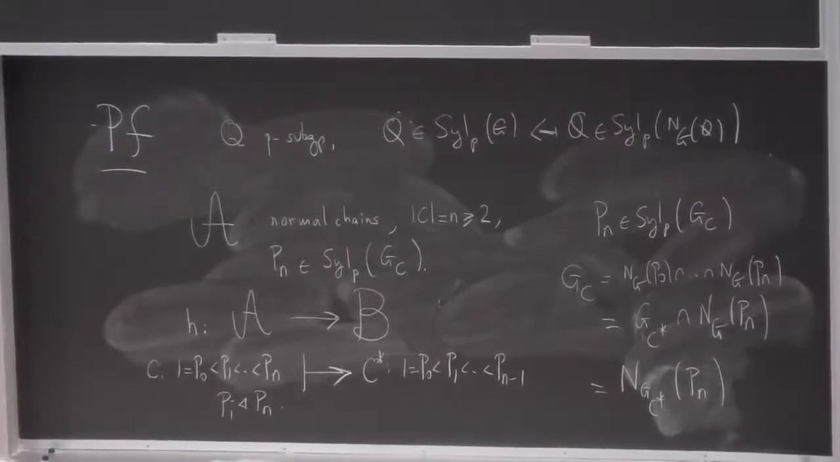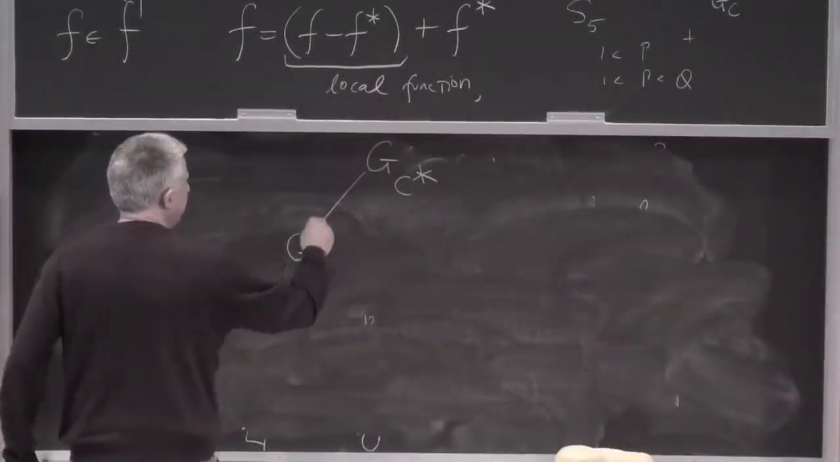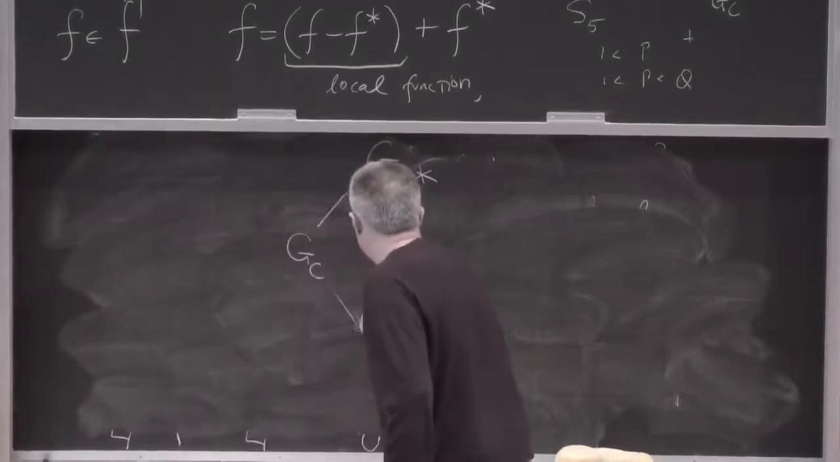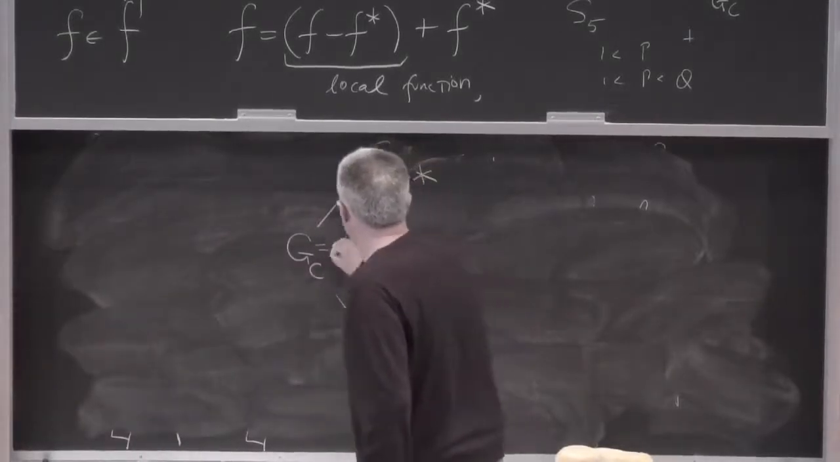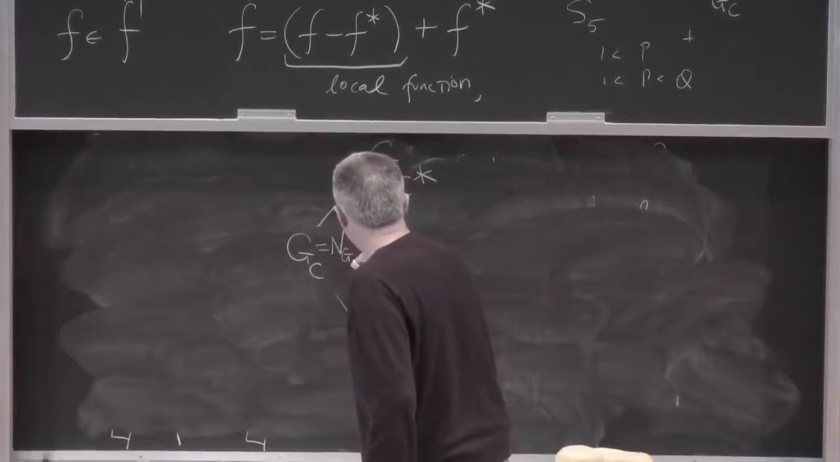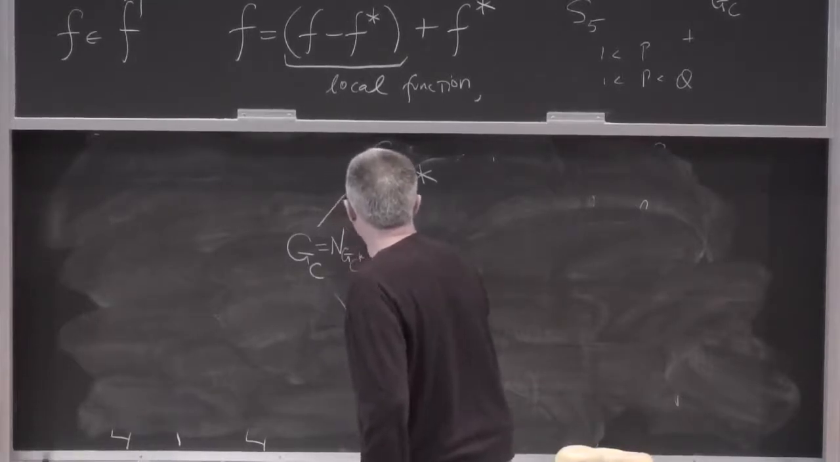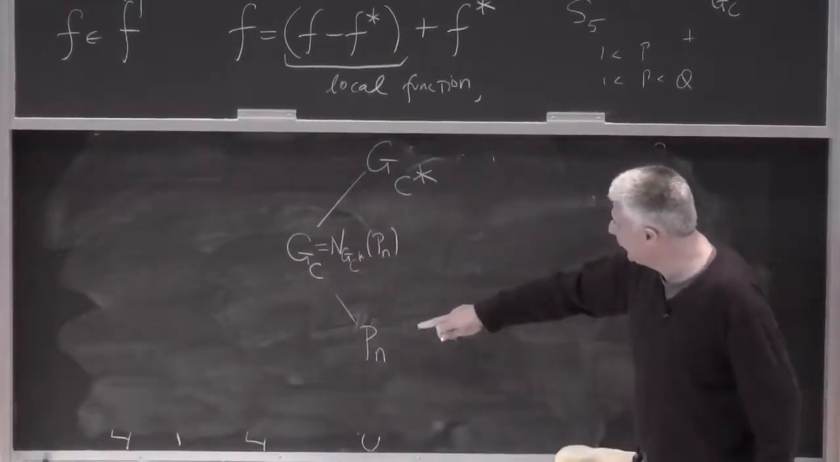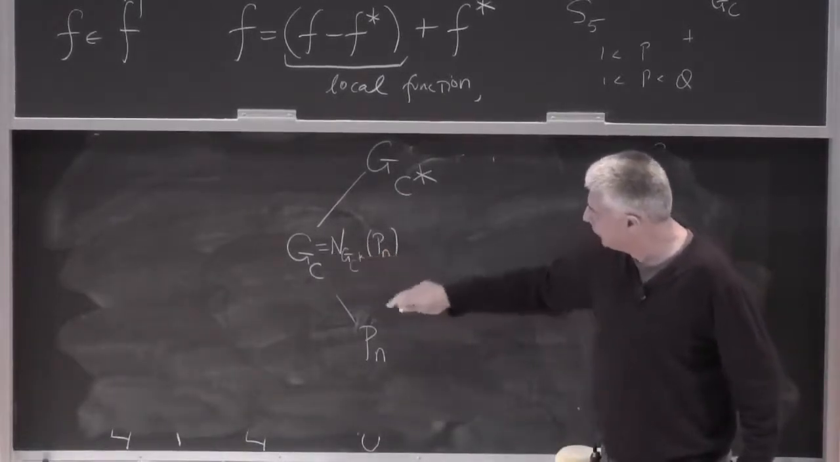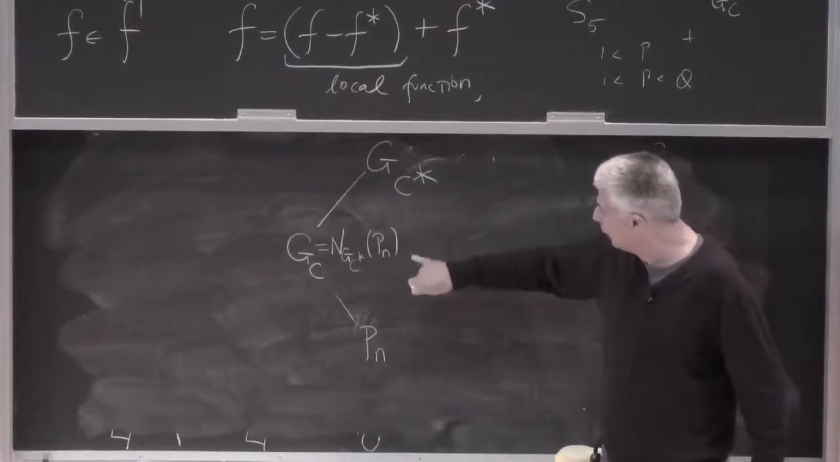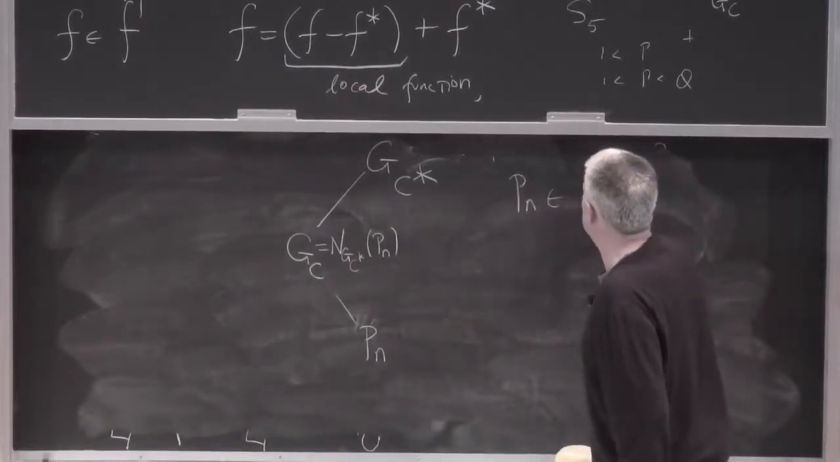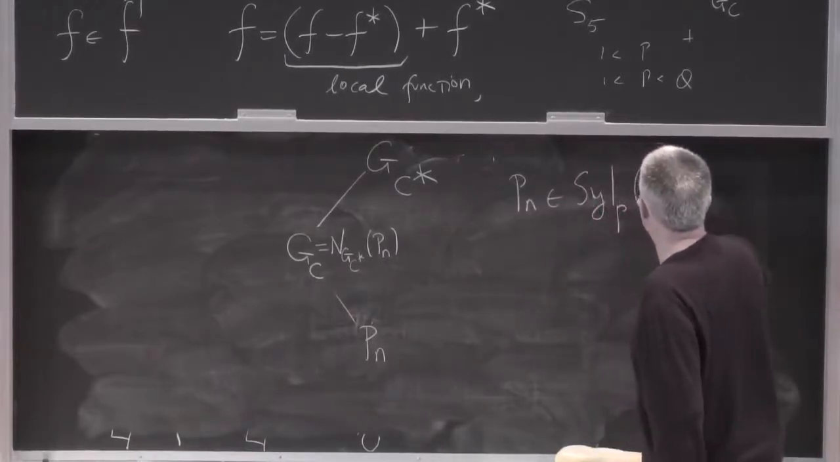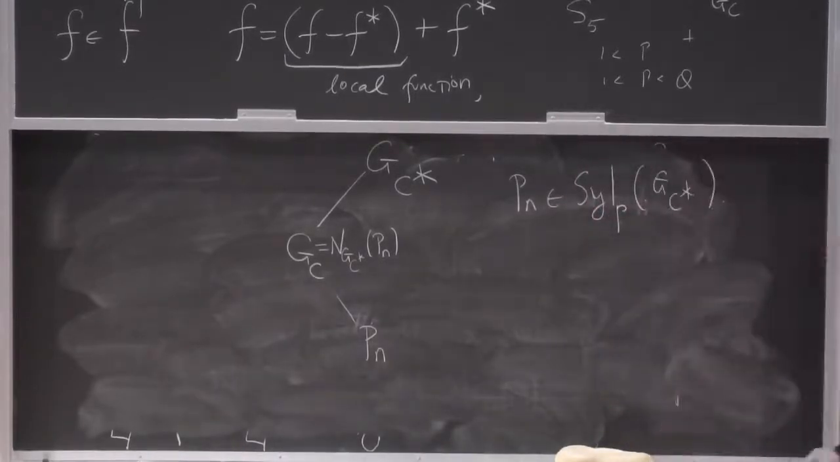The relation between these chains: I have G, the stabilizer C star, and here I have the stabilizer in C, and I have that Pn, remember that Pn is a Sylow in this group. Because Pn is a Sylow in this group, by the little elementary group theoretical fact, Pn is a Sylow in GC star. So certainly Pn minus 1 cannot be a Sylow, right? Because Pn is a Sylow.